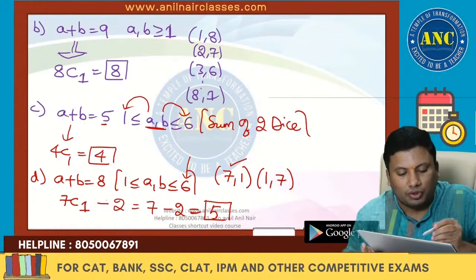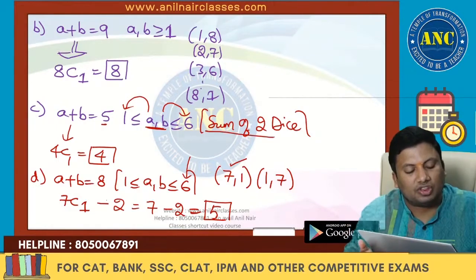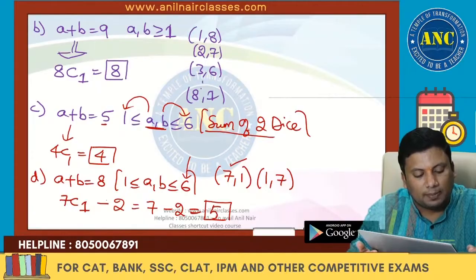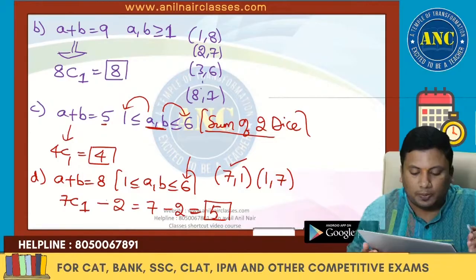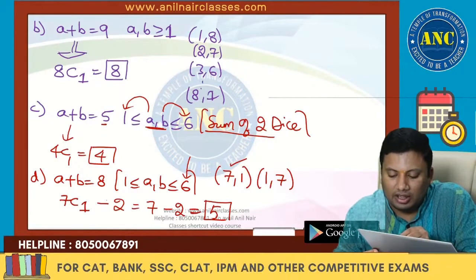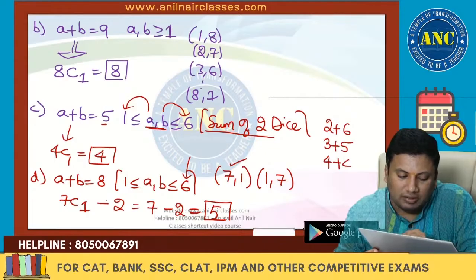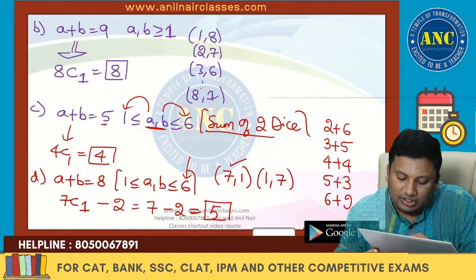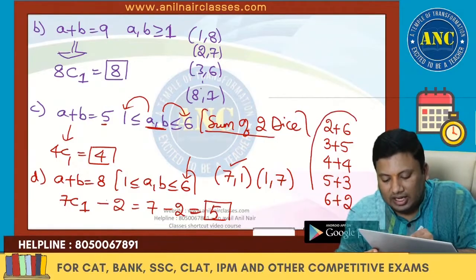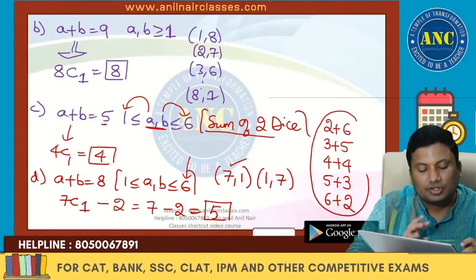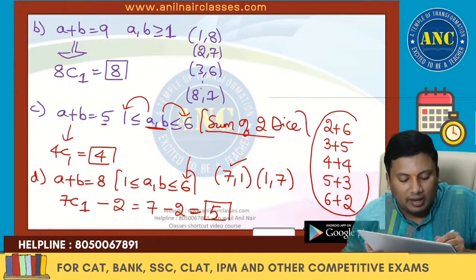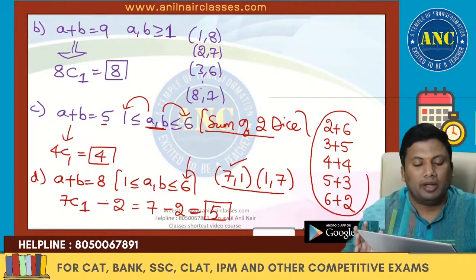Write sum of 2 dice. 6 plus a positive number is nothing but greater than 6. 6 plus up to 6 plus 2 is valid. So what are the cases that are valid? 2 plus 6 is valid. 3 plus 5 is valid. 4 plus 4 is valid. 5 plus 3 is valid. And 6 plus 2 is valid. These are the 5 cases that are valid. So it is nothing but 5. I eliminated the case where it goes beyond 6.